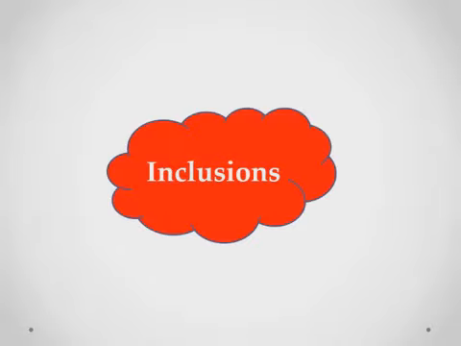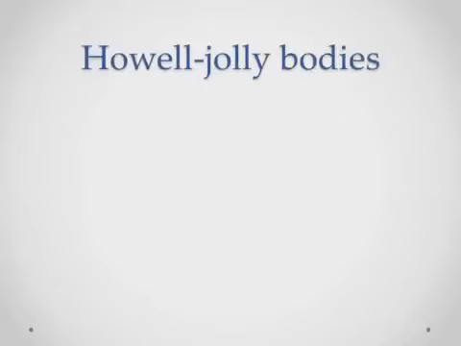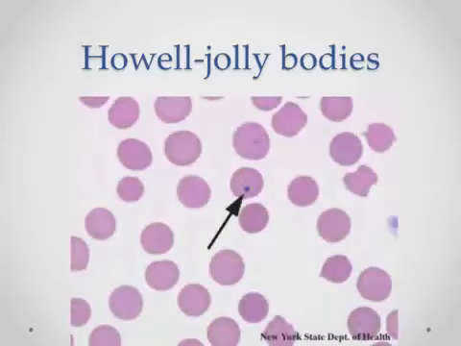Now we finished red blood cell poikilocytosis, and now we will start another topic which is called red blood cell inclusions. Let's see what red blood cell inclusions we have today. First, the Howell-Jolly body. A Howell-Jolly body is a small single blue dot inside the red blood cell.